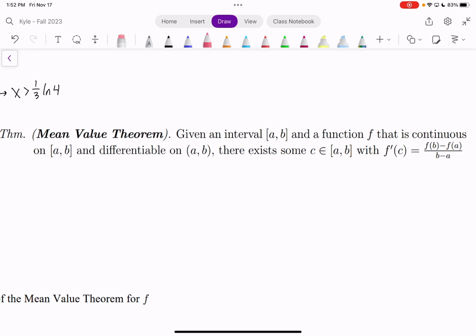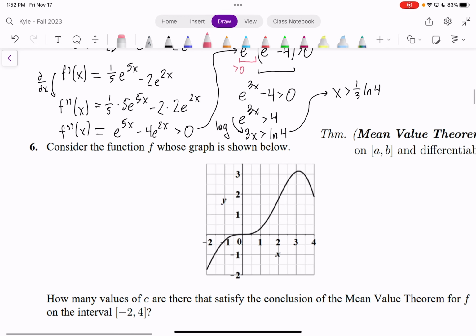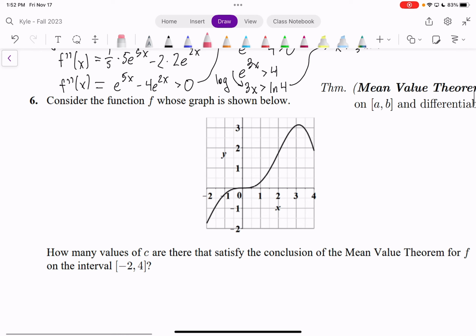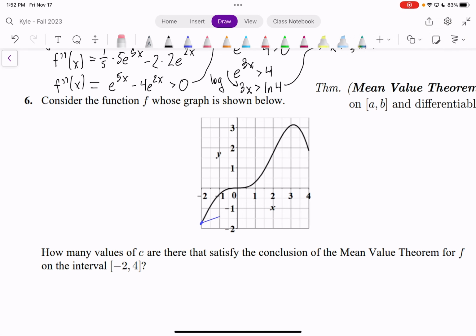So let's see if we can solve this one here. We'll consider the average slope on the interval. So the average slope is going to be given by this line right here.